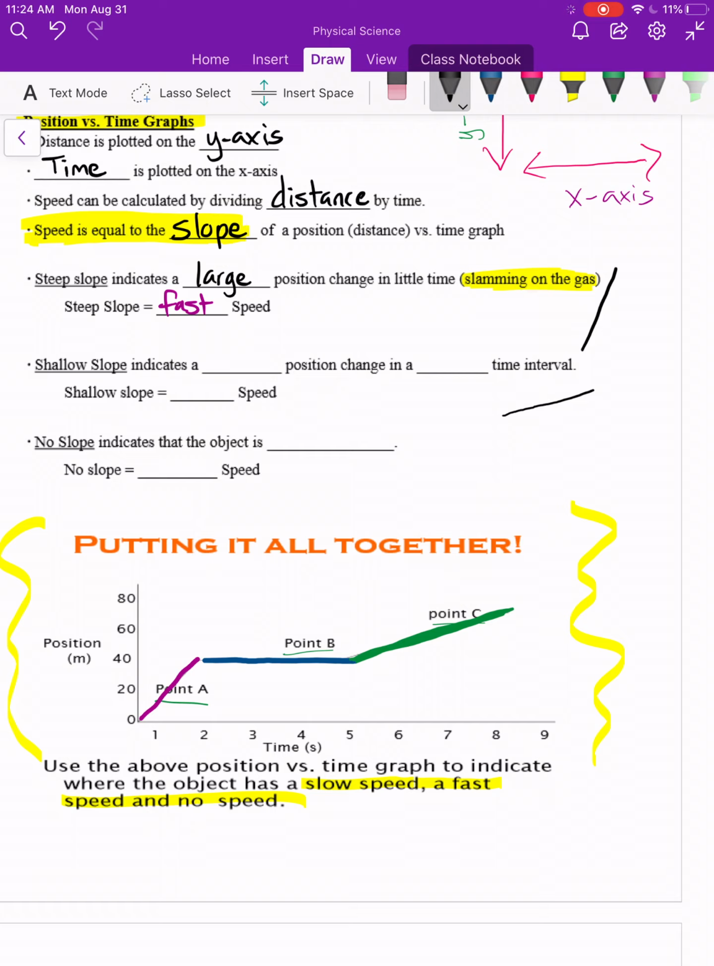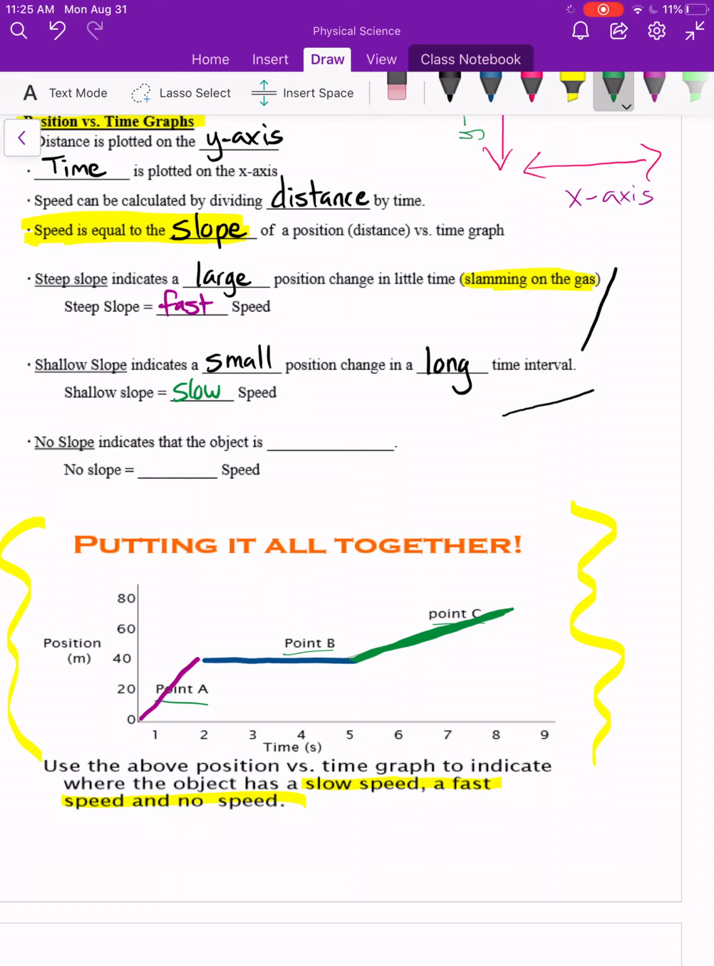A shallow slope indicates a small position change over a long period of time, all right? So maybe I went downtown, but maybe it took me 3 hours to get there. Good grief, I must have been going very, very slow. And when I say fast and slow, we're talking about average speed over that entire period of time, all right?